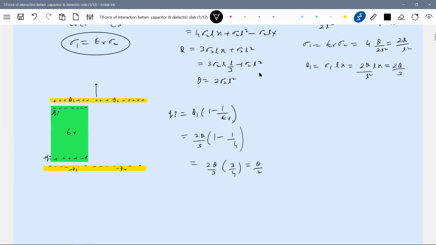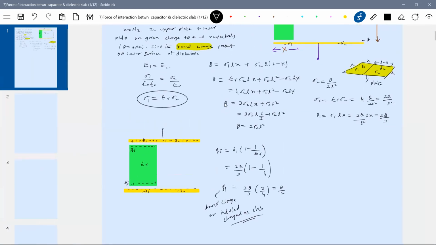Q by 2 charge will be present. This is a charge induced on the dielectric slab. Bound charge, it has various names: bound charge or induced charge on the slab. But you see the way he has asked, the language is also a little bit tricky.